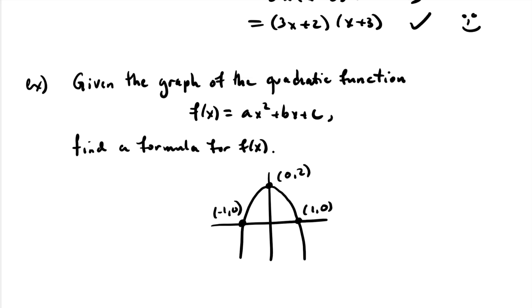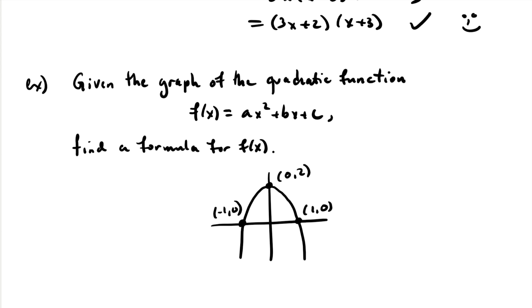So now that we know that zeros of polynomial functions are related to its factors, using the graph of a function, we can easily identify some of its factors. So consider the following problem. We have a quadratic function, f of x, and we're given its graph, and we want to find a formula for f of x.